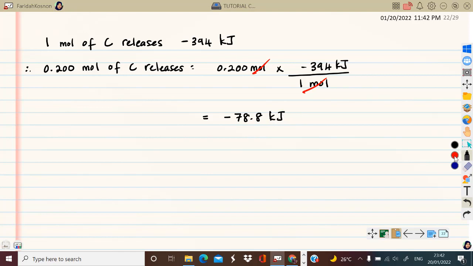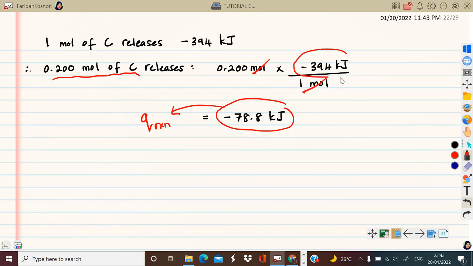Okay, so apa yang diwakili oleh negative 78.8 kilojoule ini? So actually this is Q reaction because this is the heat release when 0.200 mole of carbon is burned in the calorimeter tadi. Jadi ini adalah Q reaction. Yang negatif 394 ni tadi adalah delta H. Delta H sebenarnya dia dah beri siap-siap.